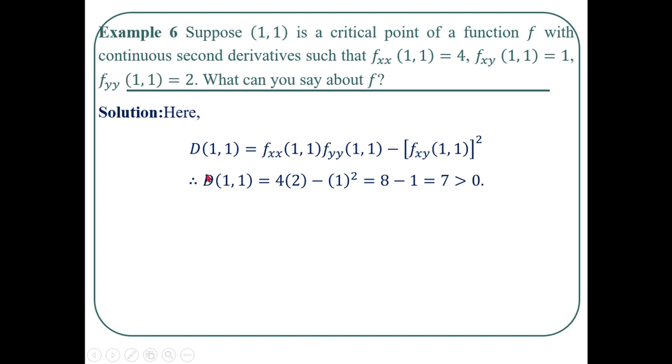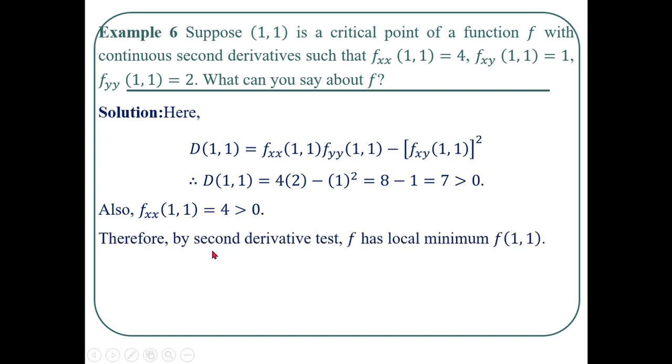That means the value of the discriminant at 1 becomes greater than 0. So 1 is either a minimum point or a maximum point, and we can decide which on the value of f_xx at 1. If it is positive, the point becomes a minimum point, and if it is negative, the point becomes a maximum point. See, as f_xx at 1 is equal to 4, it is positive, so we can say that by the second derivative test, f has a local minimum at 1.